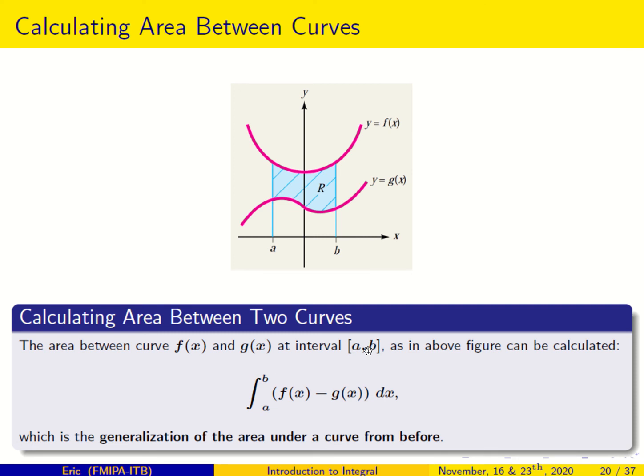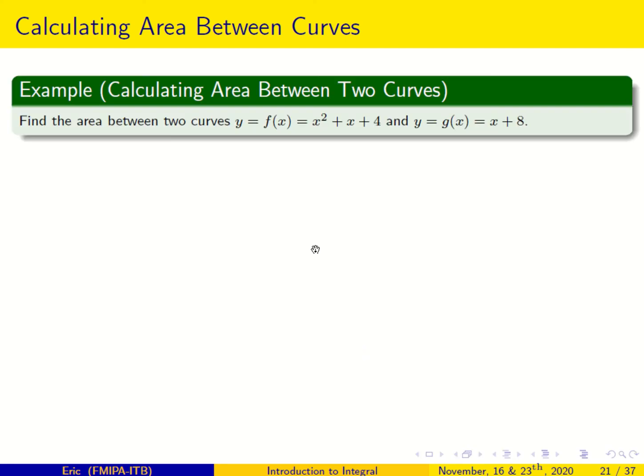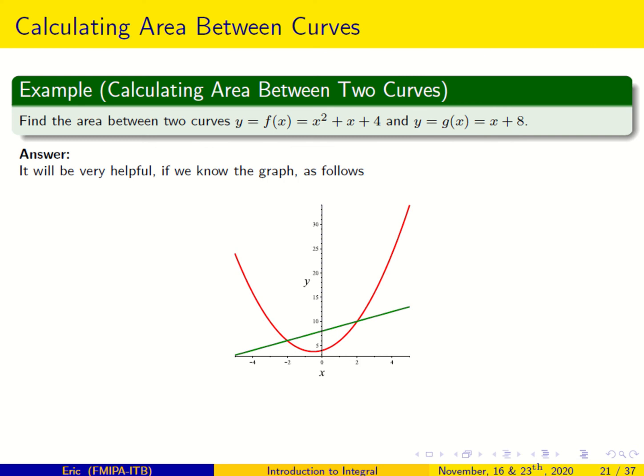Okay, let's try one example. We want to find the area between the curve y equals x squared plus x plus 4, and y equals g(x) equals x plus 8. I can draw the graph as follows. This is x squared plus x plus 4, and this is y equals x plus 8.